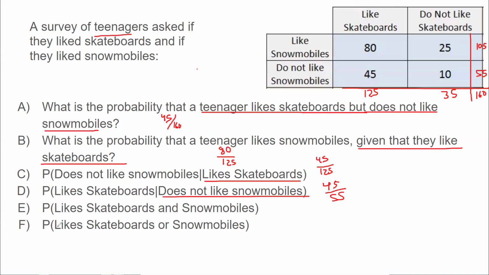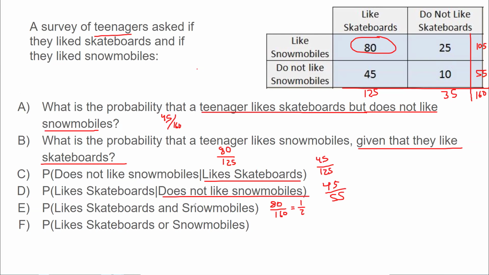All right, next one. What's the probability someone likes skateboards and snowmobiles? So both skateboards and snowmobiles is going to be 80 out of a total of 160. Half the people, right? That's 1/2. If we reduce it, 1/2 of people like both.